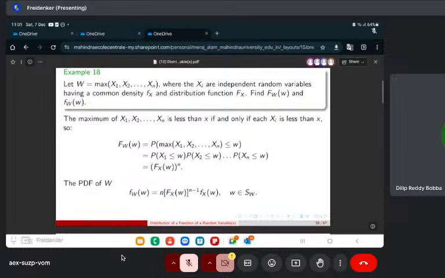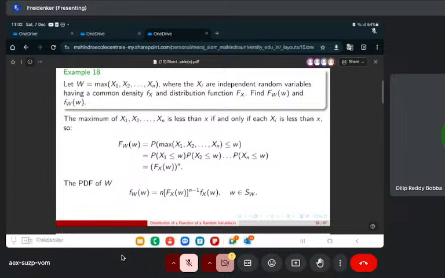Okay, CDF of W. What is CDF of W? It means capital W is less than or equal to small w. Capital W is nothing but the maximum of capital X1, capital X2, and so on. If the maximum itself is smaller than a value, it means every other value is smaller than w. So that would mean P of capital X1 is less than or equal to w, P of capital X2 is less than or equal to w, and so on. And since they mentioned that x1, x2, x3, and so on are independent variables, I can split this into a product of their individual probabilities.